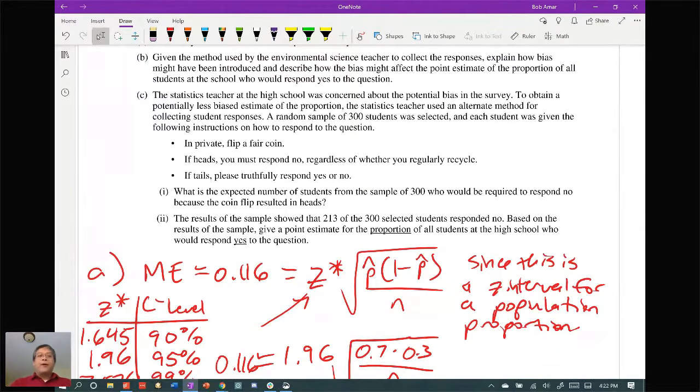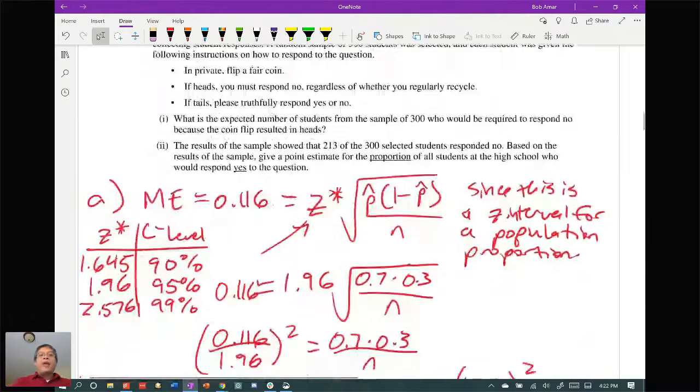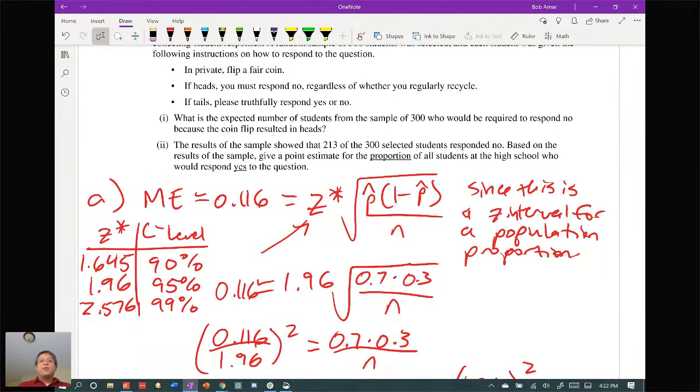Yeah. And so basically, in part A, what is the expected number of students from the sample who would be required to respond no because the coin flip resulted in heads? Well, it's a fair coin, so the probability of heads is 1/2. And so 1/2 of 300 is 150.